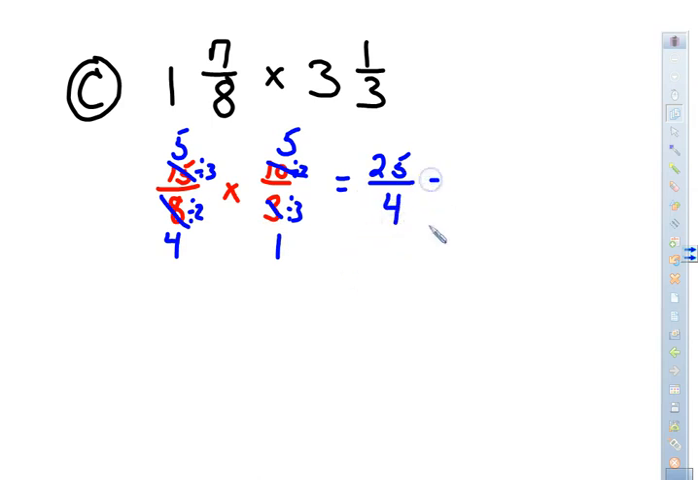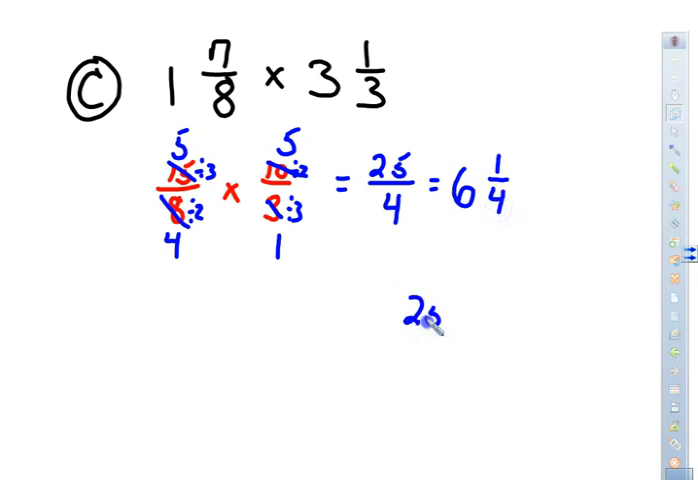Now we have to make this into a mixed number, and this one's a little more difficult for some. I'll do the mental math that most of you are starting to do. How many 4s go into 25? Well, that would be a total of 6 wholes, which is 24. And 24 from 25 gives me 1 remaining over 4.